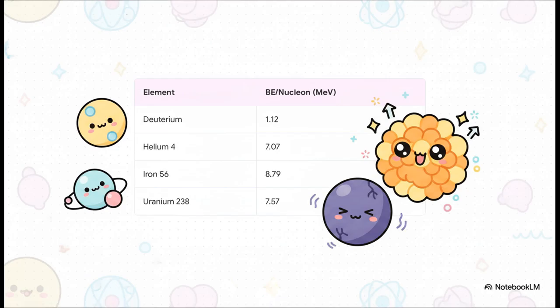Iron has the highest binding energy per nucleon. That means its nucleons are packed together the tightest, with the maximum possible amount of mass transformed into binding energy.